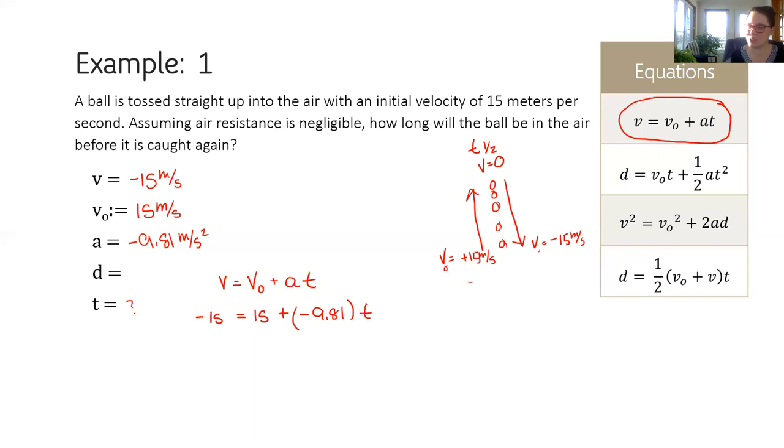So now that we have all this, we can solve. These are multiplied, so we can't do anything with it. So we're going to move the 15 first. We're going to subtract the 15 to the other side. Again, we're doing some algebra. So negative 15, take away 15, we got negative 30. It becomes more negative. Those ones cancel out. Equals negative 9.81 times t.